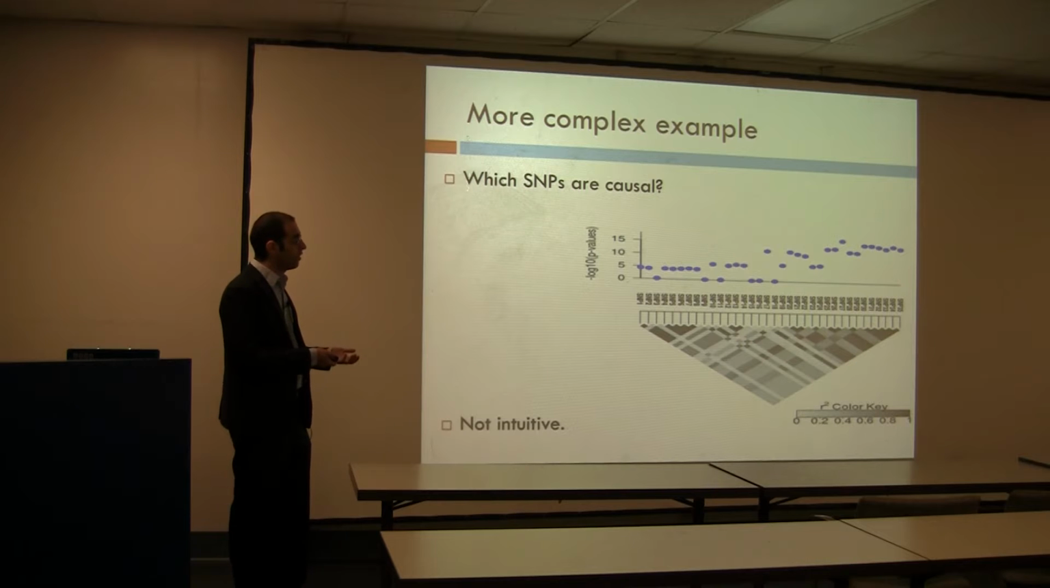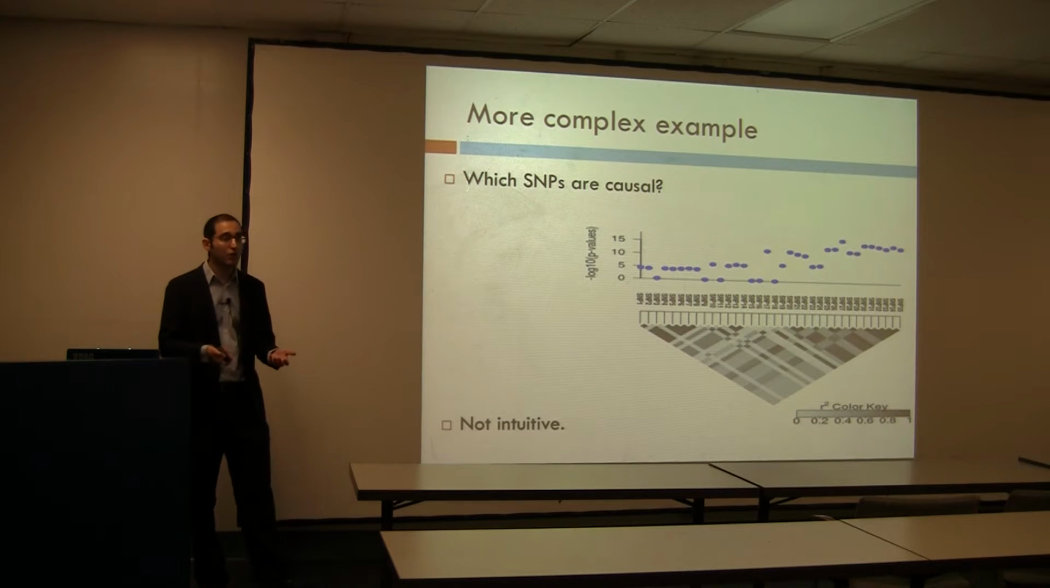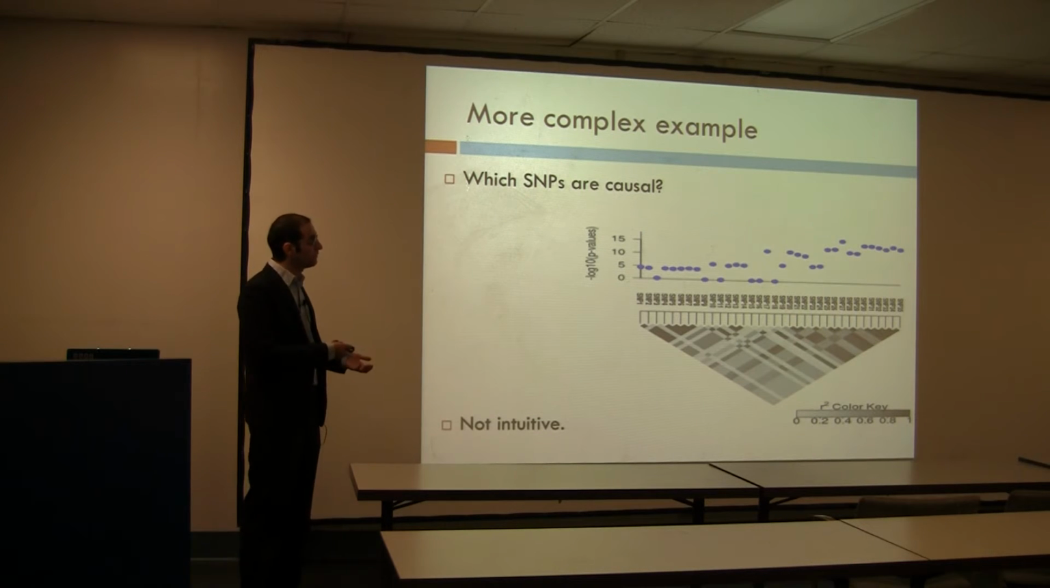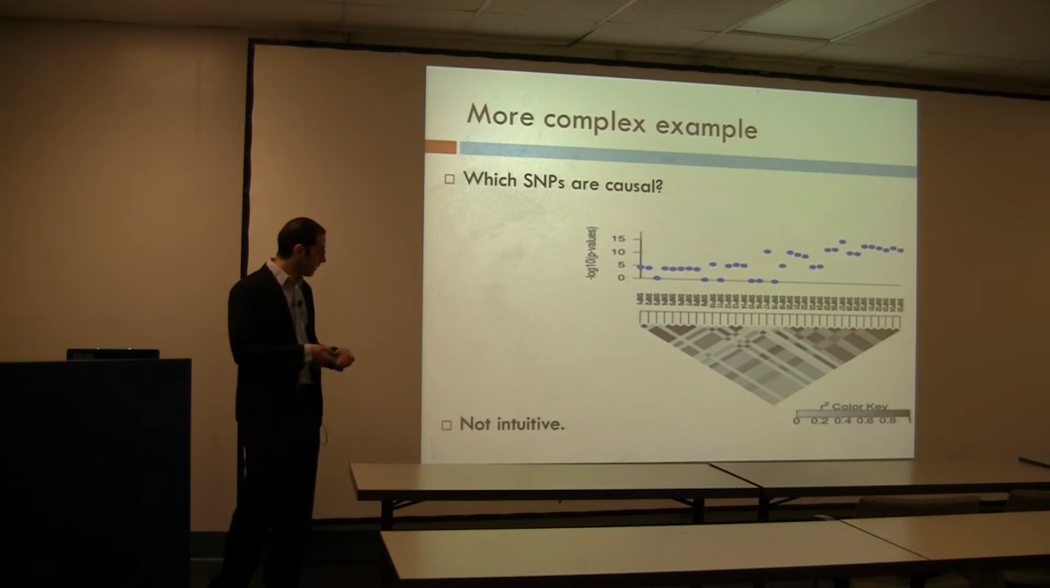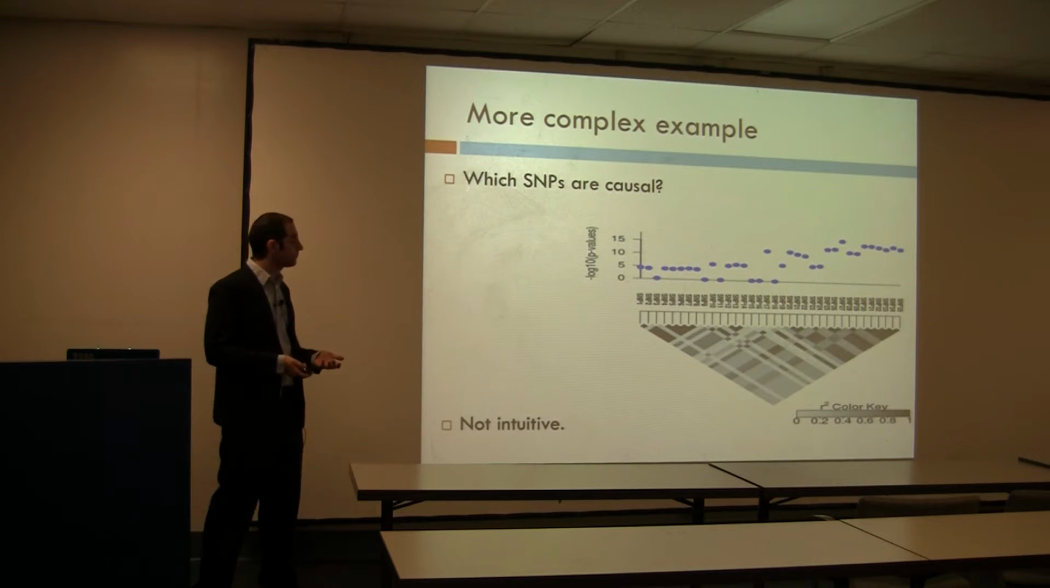Some regions are more complicated. Here I'm showing a very complicated region, where it is not that easy to say which of these variants are causal. This problem is hard for two reasons. One is the LD becomes denser at this point. And if you look at a lot of variants here, the statistics seem very closely related. So it's very hard to just say which SNP is causal in this problem. It's not intuitive for some of the cases.